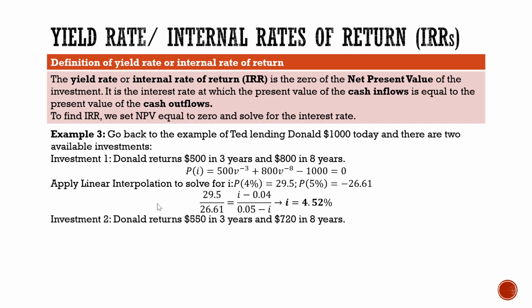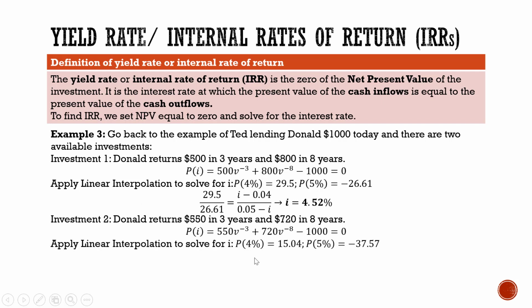Next, investment 2. Ted receives $550 in 3 years and $720 in 8 years. So similar to investment 1, first we find the net present value function. So P of I is 550v to the negative 3 plus 720v to the negative 8 minus 1000, and we set this function equal to 0 to solve for I. And we are going to apply linear interpolation.